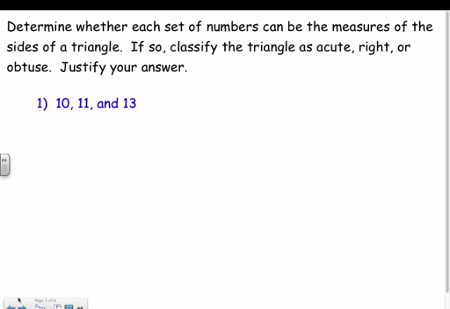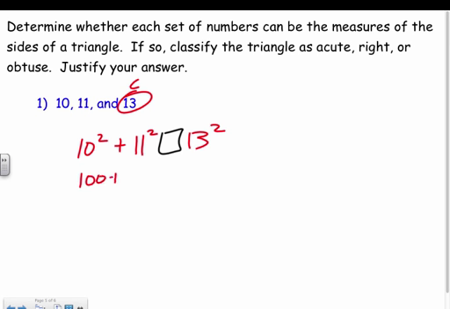Let's go ahead and try one. It says determine whether each set of numbers can be the measures of sides of a triangle. Well, this can be, right? Any two sides have to be bigger than the third side. If so, classify the triangle as acute, right, or obtuse. So to check, 13 is my biggest, so I'm going to make that c. I take 10 squared plus 11 squared, and 13 squared. Right now I don't know what sign's going to be in there, so I'm just going to leave a little box. So 10 squared is 100, 11 squared is 121. Don't know what sign yet.